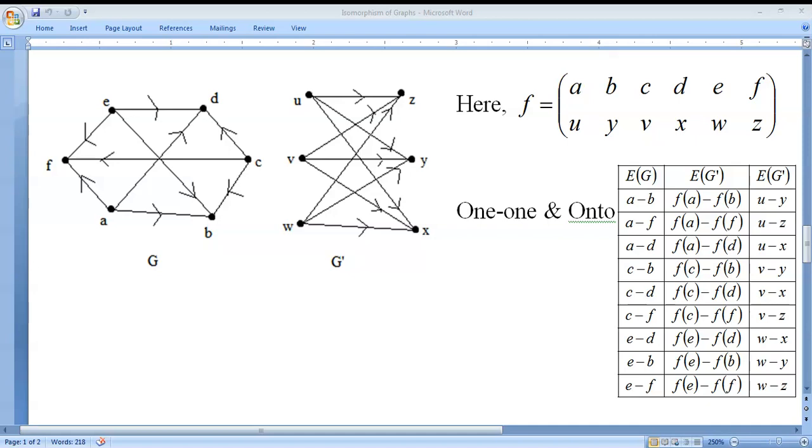Okay, here I have taken a to u. There is other alternative choice also, that is a can be mapped to w also, but here I have taken a to u. Okay. Similarly, there can be another choice also. Okay, so I have taken the combination like this.